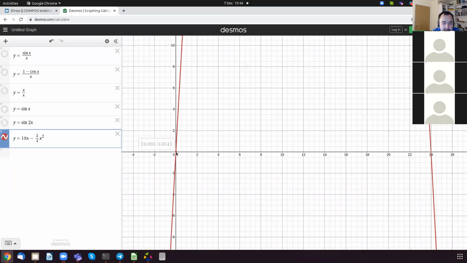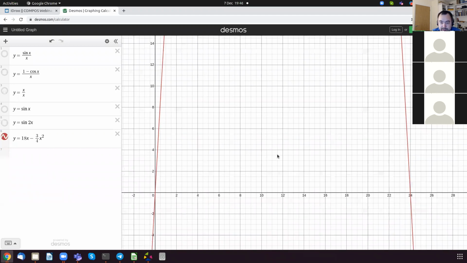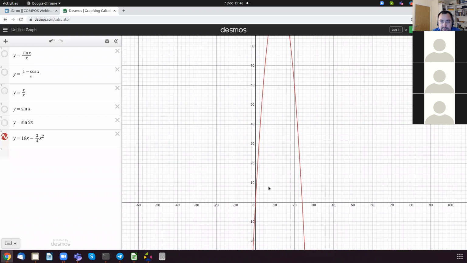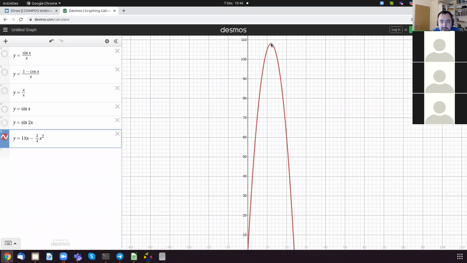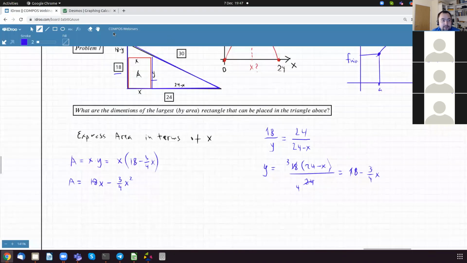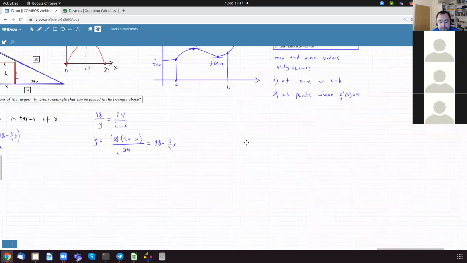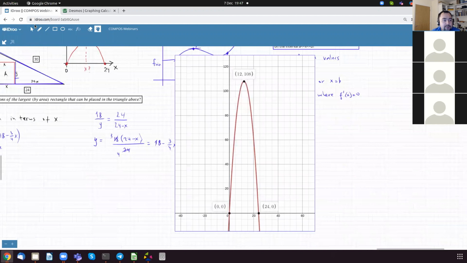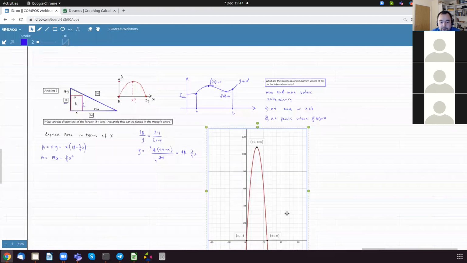And immediately you can see this is the graph, so 0, 0, 24, 0. That makes perfect sense. Let's find where it's maximum. It's maximum here, and it's actually equal to 12, so exactly halfway. But we'll prove that using calculus, of course. Okay, but this gives us a nice visualization of the process.